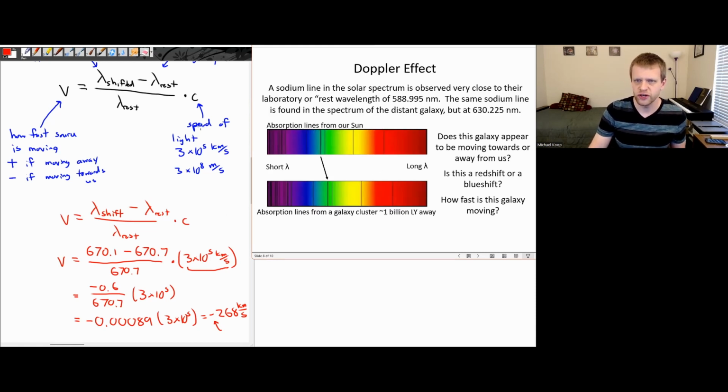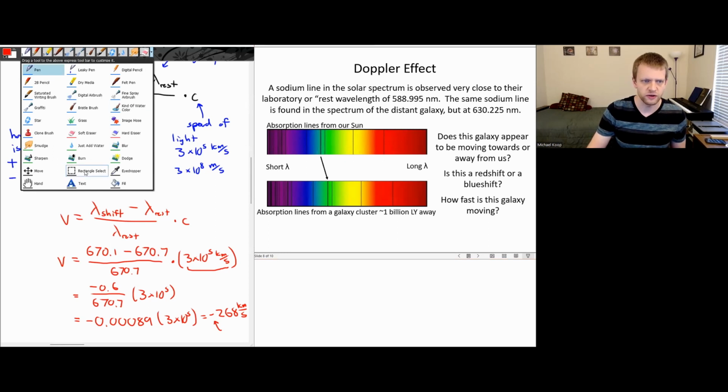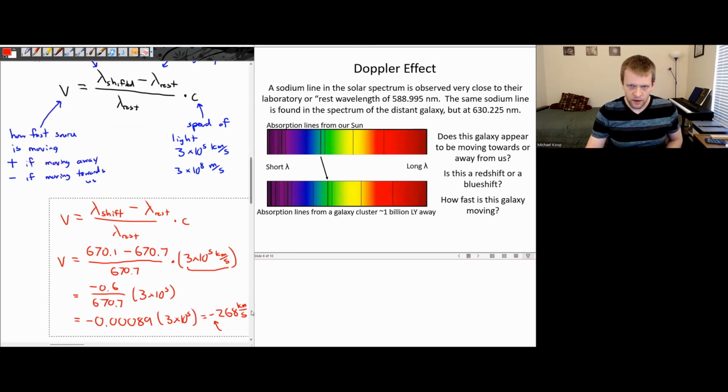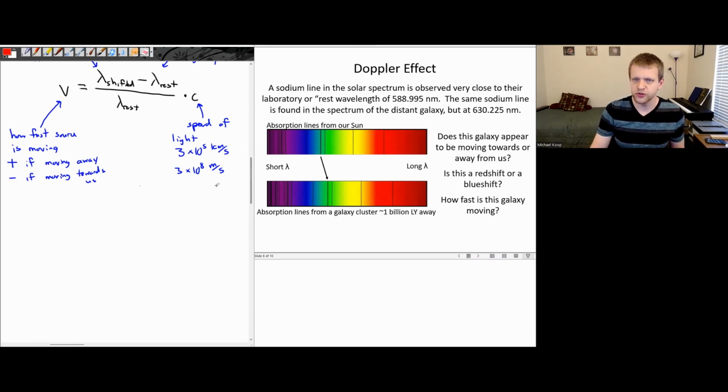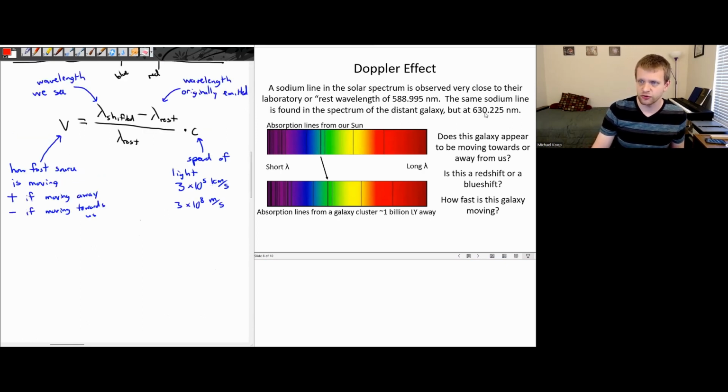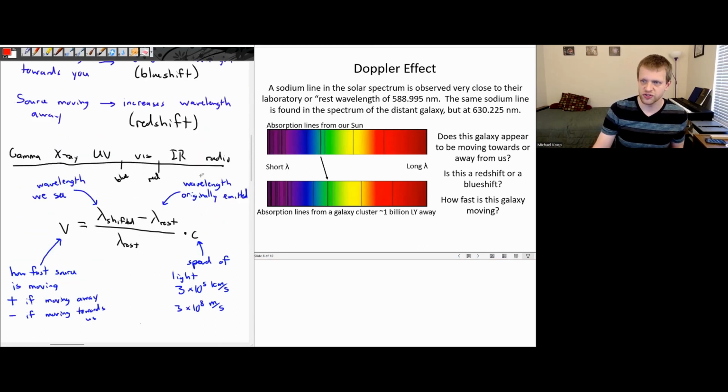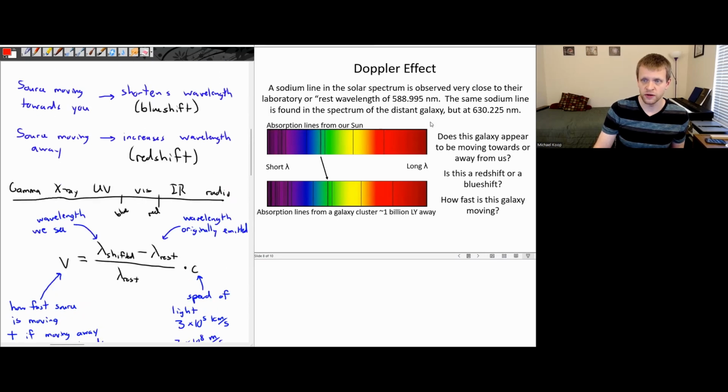So let's try this one. A sodium line in the solar spectrum is observed very close to its laboratory or rest wavelength of 588.995 nanometers. The same sodium line is found in the spectrum of a distant galaxy, but at 630.225 nanometers. First, let's answer: does this galaxy appear to be moving towards us or away from us? This is the light that was originally emitted. This is the light that we see in the spectrum of this object. This is what's observed. We're going from a short original wavelength to a longer wavelength that we observe. So the wavelength is increasing. That's a redshift. The source is moving away from us.